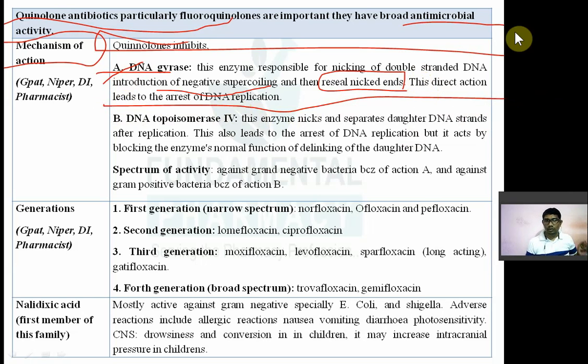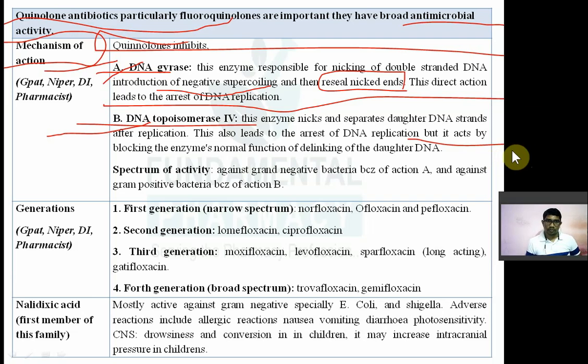These fluoroquinolones are DNA gyrase inhibitors. They also inhibit DNA topoisomerase 4. This enzyme is also responsible for nick sealing and for separating the daughter DNA strand after replication. After replication, the newly formed DNA has to be separated from the parent DNA. That function is done by DNA topoisomerase 4, and it is inhibited by fluoroquinolones. So this also leads to arrest of replication.